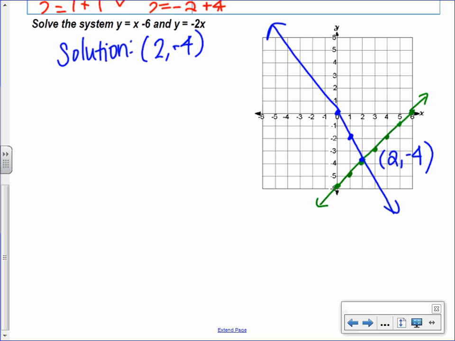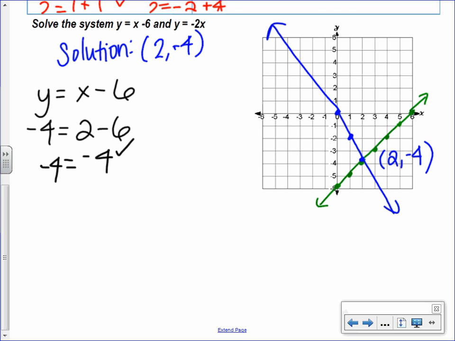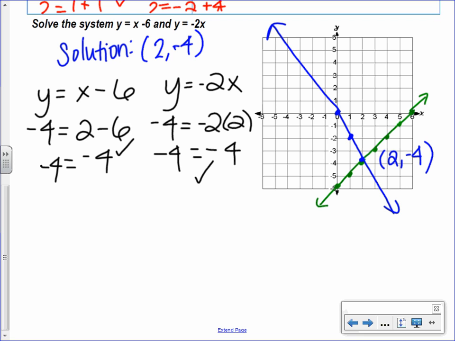Now, this one's easier to check because there's not as much math involved. So, y is -4. 2 minus 6 is -4. That's a check. This one, y equals -2x. So -4 equals -2 times 2. -4 does equal -4. That's a check. Checking can be super helpful because a lot of you just looked and were like, oh, I got it wrong. If you checked, you would know your point of intersection wasn't right.